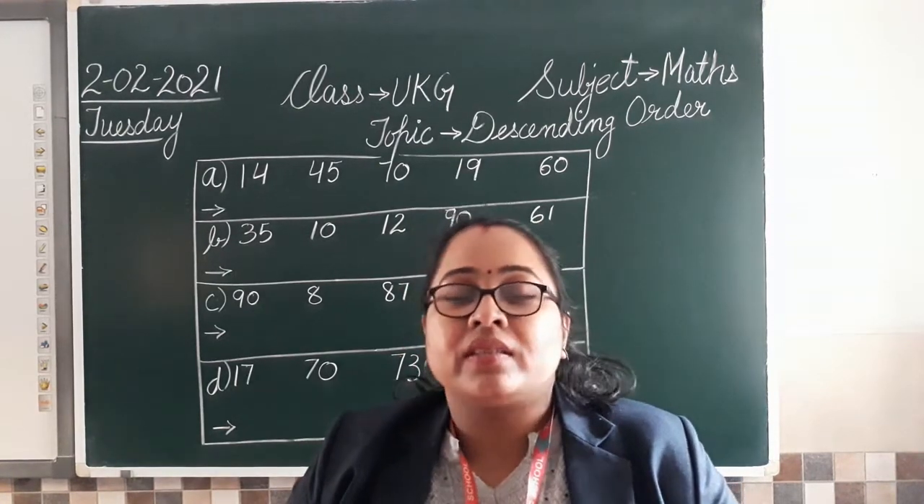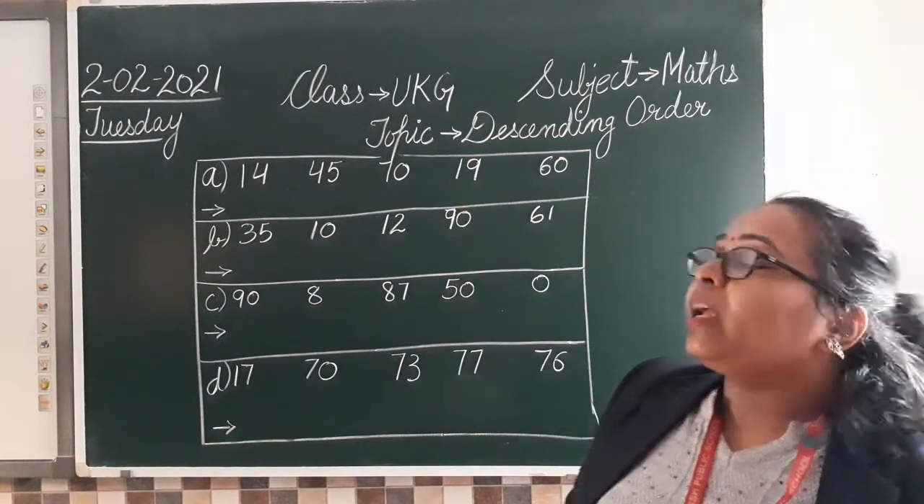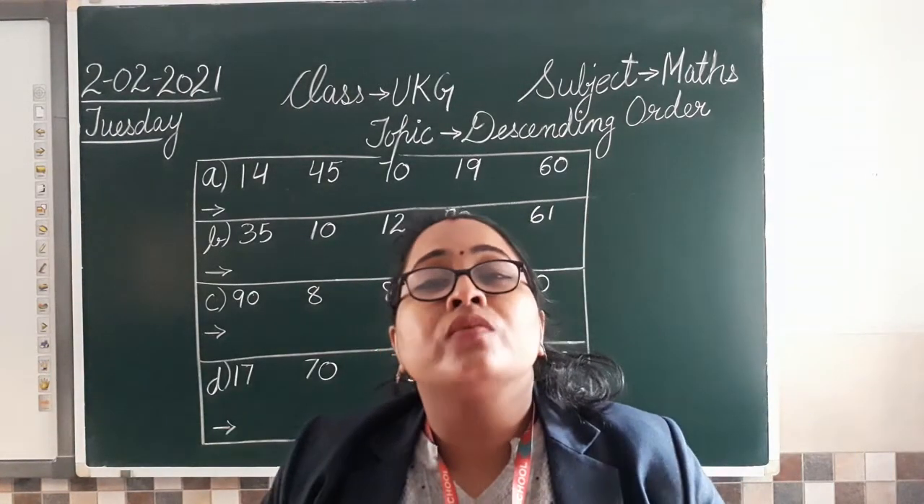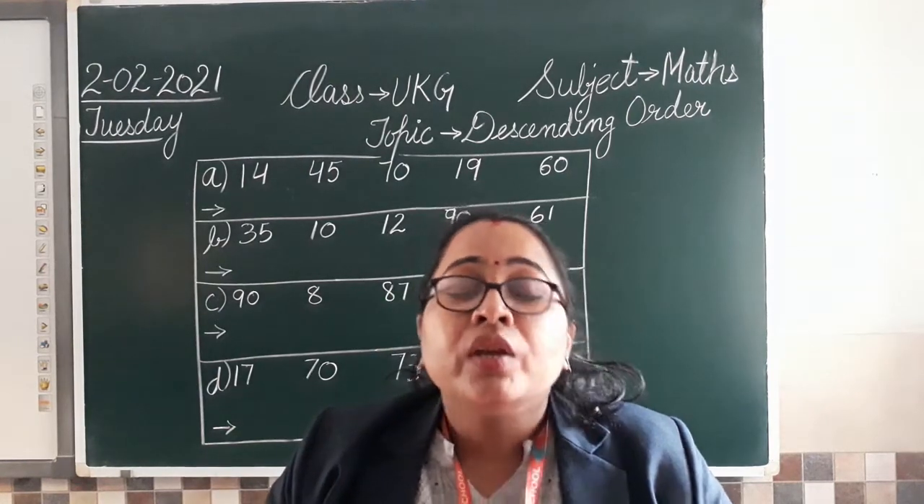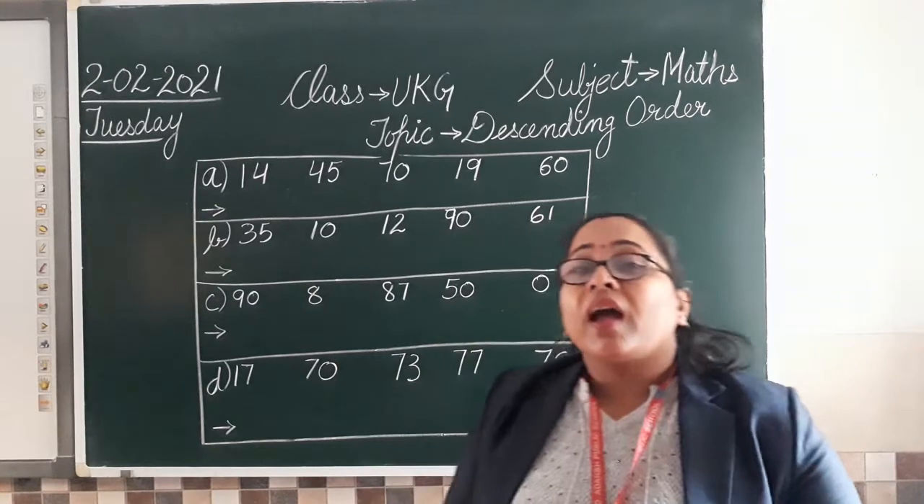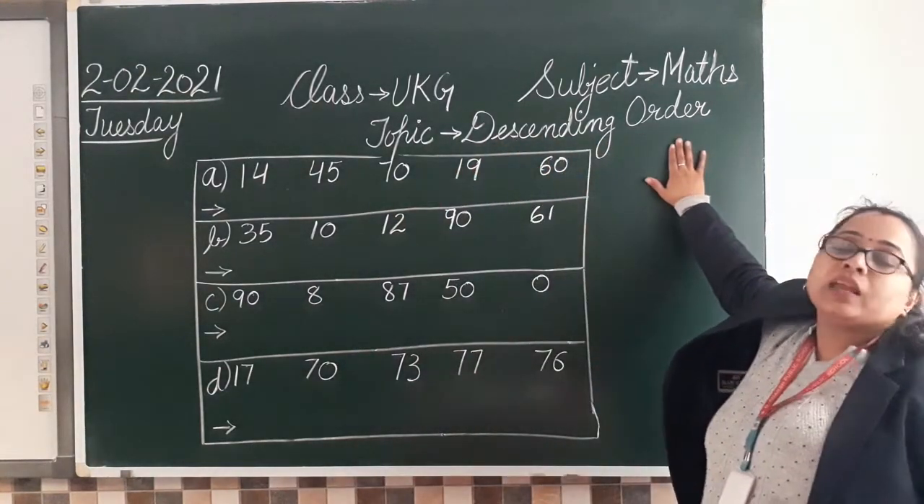descending order. Yes. So can anyone tell me what is the date? It's 2nd February 2021. What is the date today? 2nd February 2021. And we are going to do the revision of descending order.